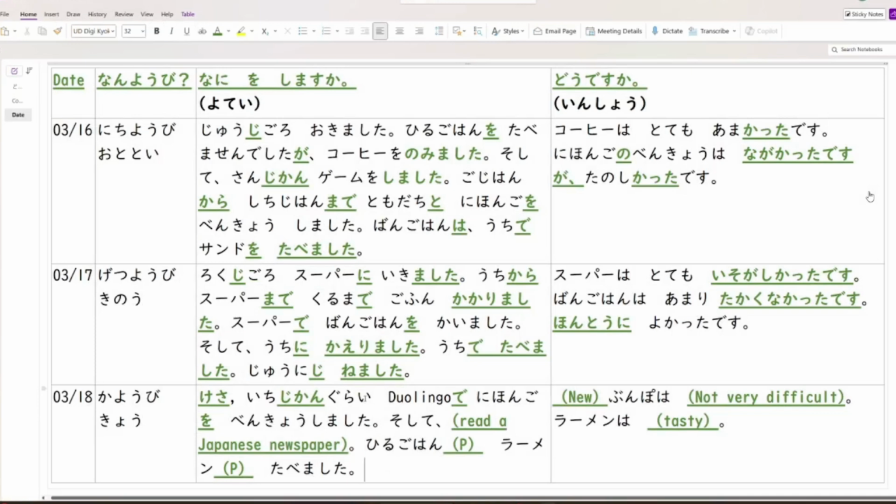All right. Well, let's just read this whole thing. 今朝、1時間くらい、ドーリンゴで日本語を勉強しました。Okay, 次。そして、新聞 read a Japanese newspaper is all one conjugated word? Is that what's happening here? No, this is just the rest of the sentence. Okay. I figured I'd do it at least once.